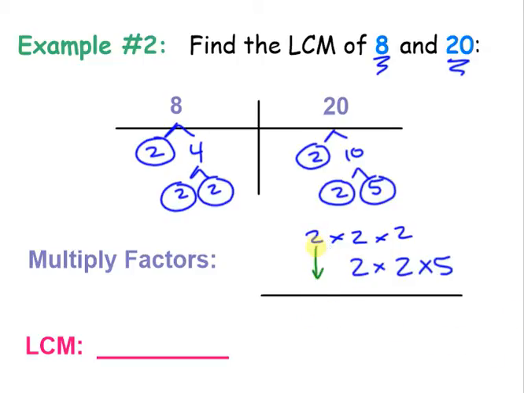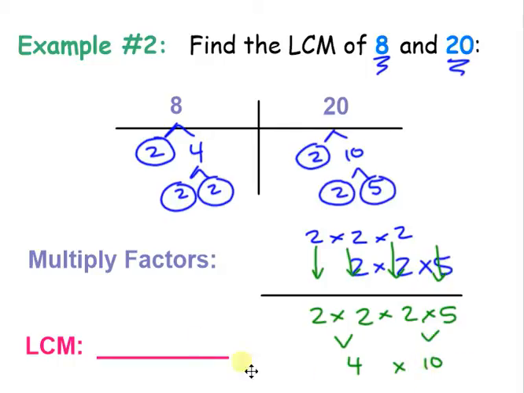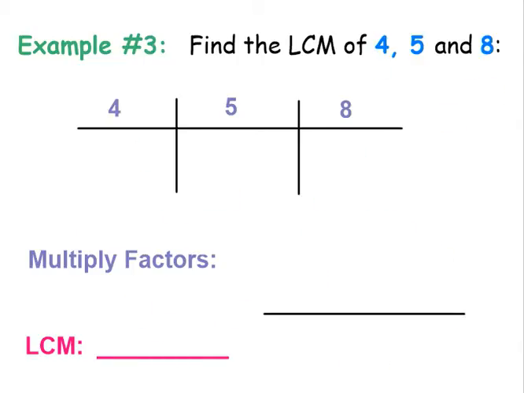Now I'm going to bring down what I have. I'm literally bringing it down just like this. So 2, and then I'm going to bring these down, 2 times, then I'm going to bring these down, 2 times, and then I'm going to bring the 5 down. And now I just multiply it out. 2 times 2 is 4. 2 times 5 is 10. 4 times 10 is going to be 40. So if I were to list out all the multiples of these two numbers, the smallest number that they're going to have in common is 40.